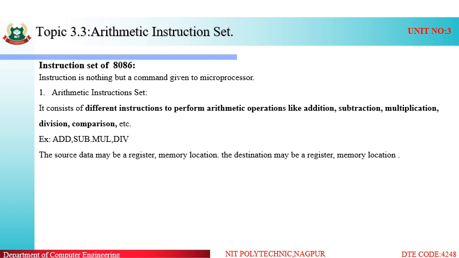The arithmetic instruction set, as the name implies, performs all the arithmetic operations like simple addition, subtraction, multiplication, division, comparison. These operations are performed by the arithmetic instructions. For performing these operations, separate instructions are given by the processor.